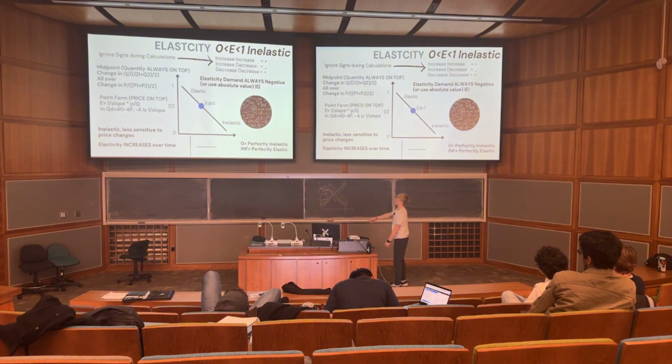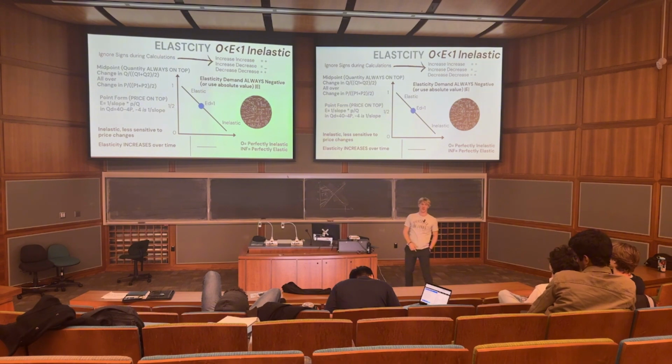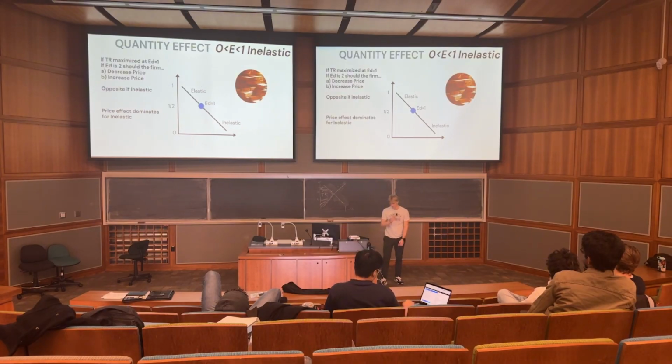Can anyone tell me what that vertical line is? What type of demand? Vertical line up there. Exactly. Perfectly inelastic. And then perfectly elastic. Little bit of a quantity effect.